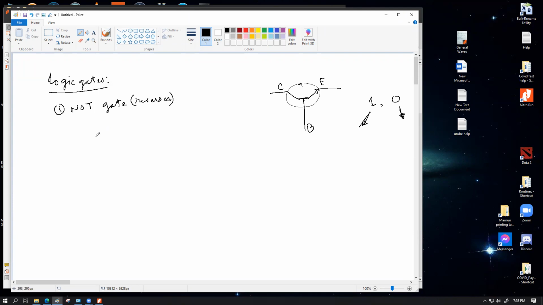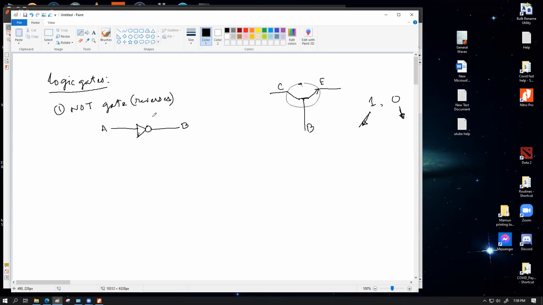So a NOT gate simply reverses it. The individual NOT gate symbol is like this. There's a triangle, and in front of the triangle, there is a circle. This circle is the basic symbol for the NOT gate. If you have input A and output B, then if you apply high voltage at A, you're going to get low voltage at B. If you apply low voltage at A, you're going to get high voltage at B. It will simply reverse the digit. That is one purpose of the NOT gate.